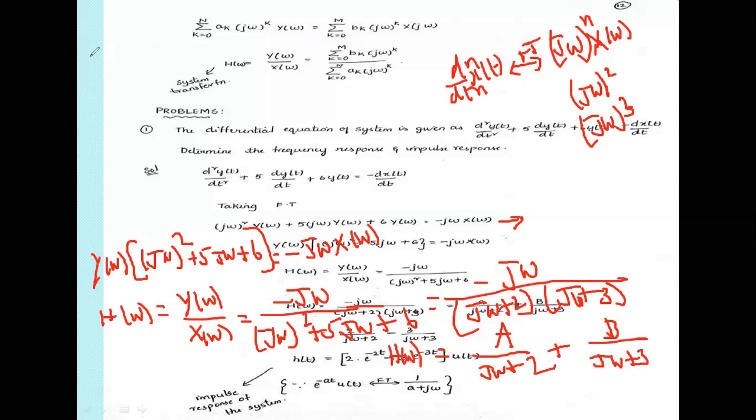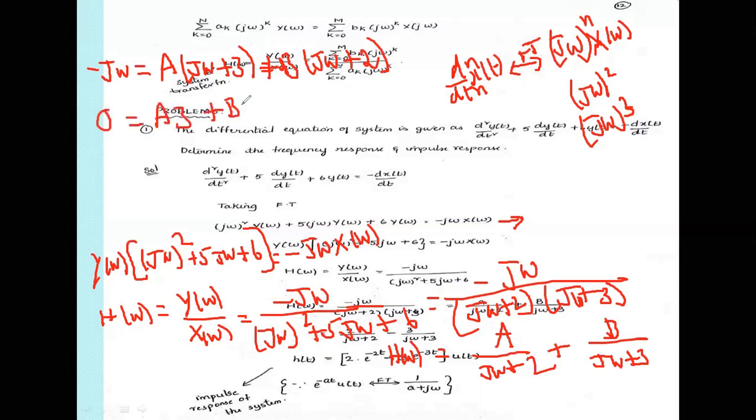Now, minus j omega is equal to A into (j omega plus 3) plus B into (j omega plus 2). Find the constants by comparing the constants here. The constant term: 0 is equal to A into 3 plus B into 2. For the j omega coefficients: minus 1 is equal to A plus B.